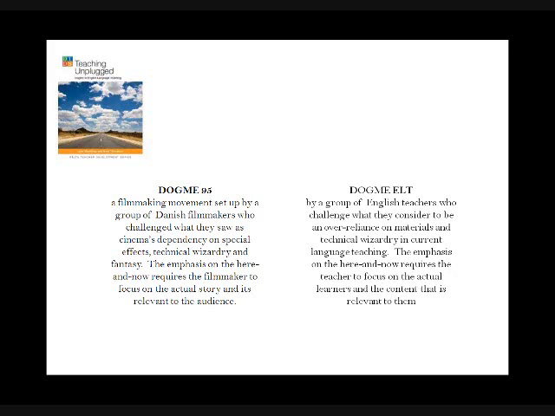Dogme ELT was developed, again, sort of by a group of English teachers who challenged what they considered to be an over-reliance on materials and technical wizardry, quote-unquote, in current language teaching. And the emphasis on the here and now requires the teacher to focus on the actual learners and the content that's relevant to them. So, we're going to take a look at this book, which is called Teaching Unplugged, and it is by Luke Meddings and Scott Thornbury, who is one of the authors with us today.